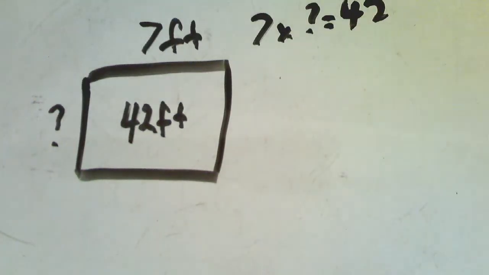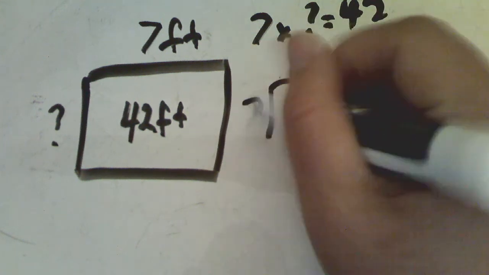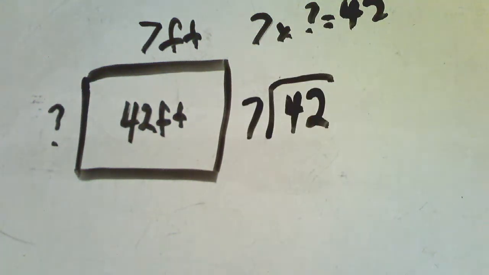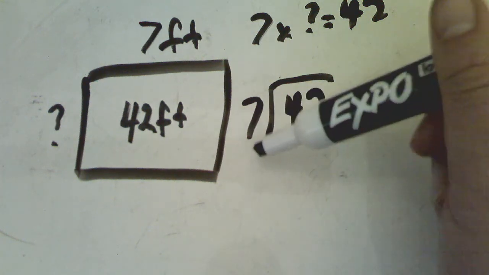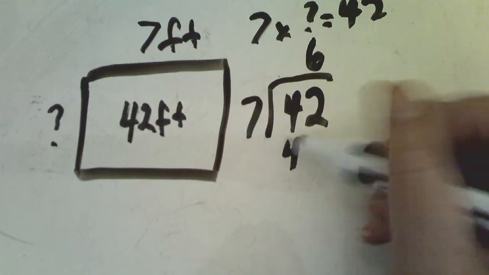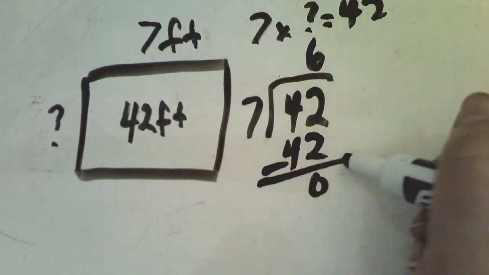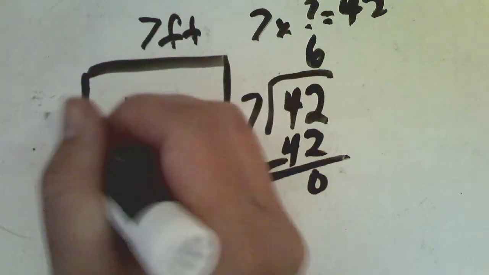So in order to go the other way, we're going to undo it. So I'm going to do 42 divided by 7. So 7 obviously won't go into 4, so I'm going to move on. So I figure out what times 7 gets me close to 42, and I know that it is 6. And then subtract it away to make sure I didn't make a mistake. And we know that this side must equal 6 feet.